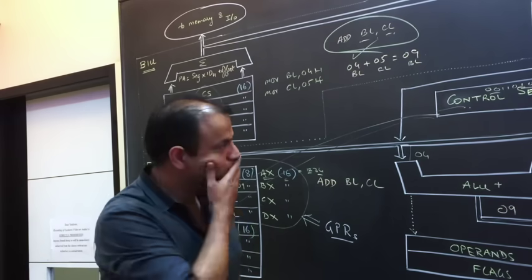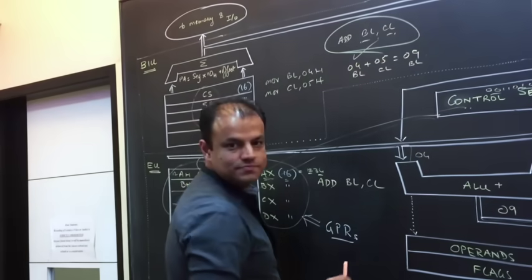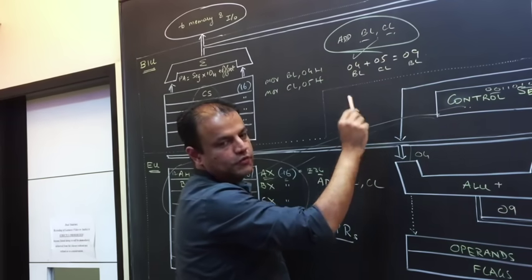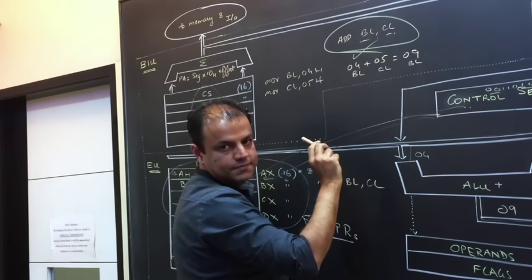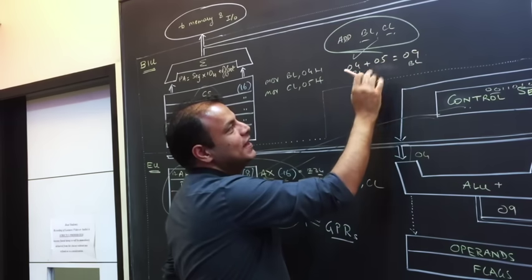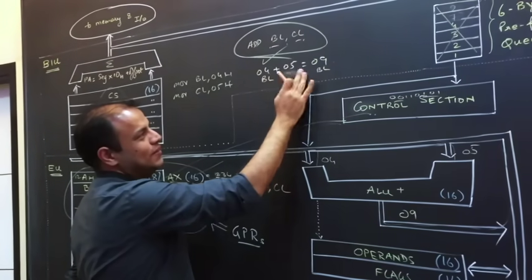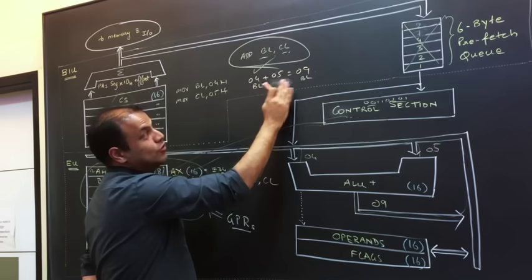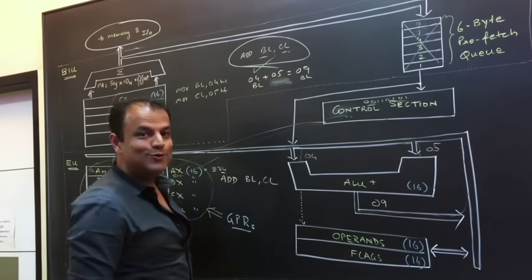Yeah. So we wanted to add BL and CL. We wanted to add 04 and 05. We did it using BL and CL. Okay? Can we do it using BL and DL? Yes. Same thing. BL and DH? Yes. Using BL and AL? Yes. Using only BL. Let's try to do it using only BL.